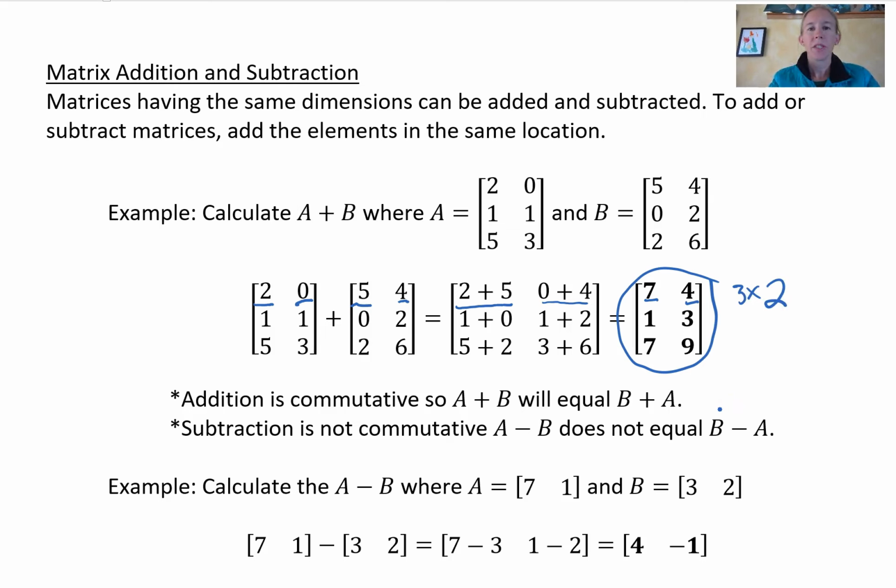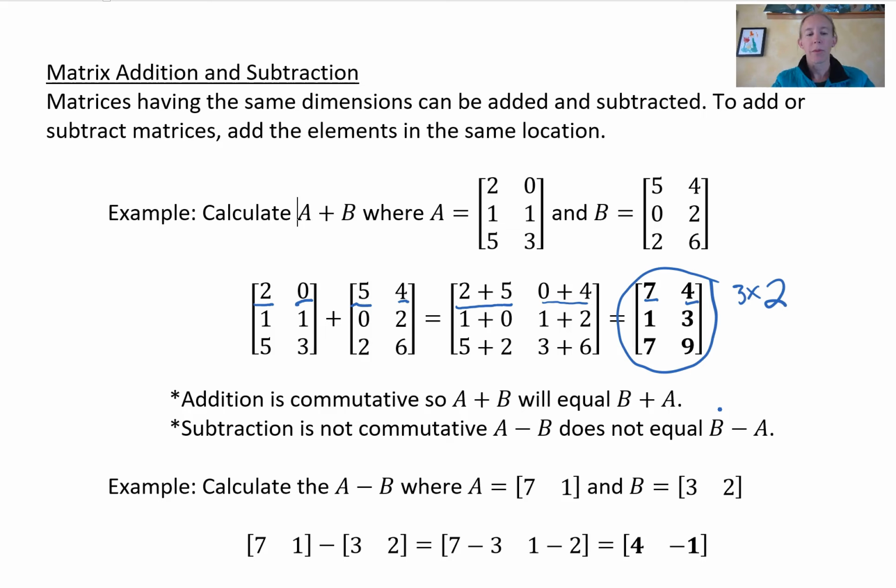One thing I want to mention is that addition is commutative with matrices, so it won't matter if you write matrix A first or if you write matrix B first when you're adding matrices. But when you're subtracting matrices, it will matter which one you write first. If I write A minus B and B minus A, I'm not going to get the same answer. One will actually be the exact opposite of the other. All the positives will be negatives and all the negatives will be positive.